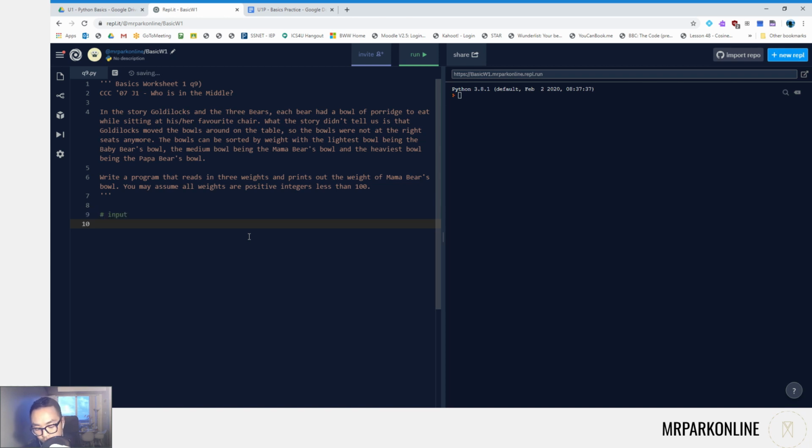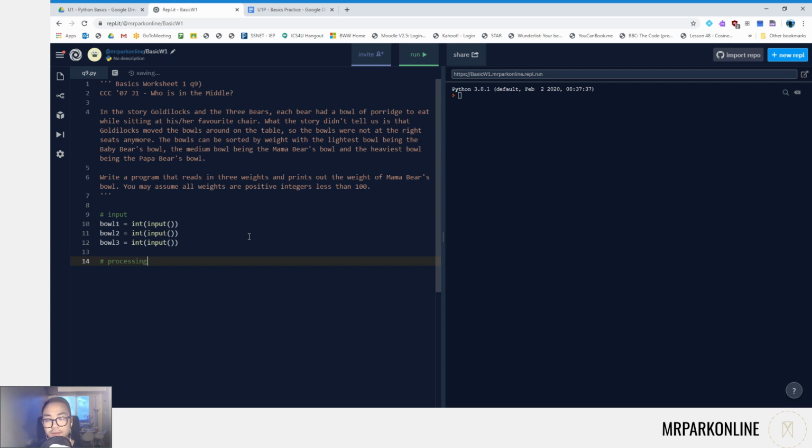We're going to take input. We're going to go bowl 1 is equal to integer input. Take an input there of the weight. Bowl 2, integer input. And bowl 3, integer input.